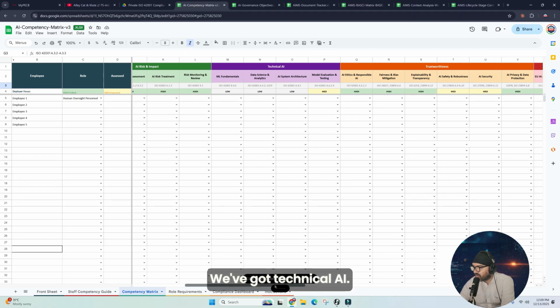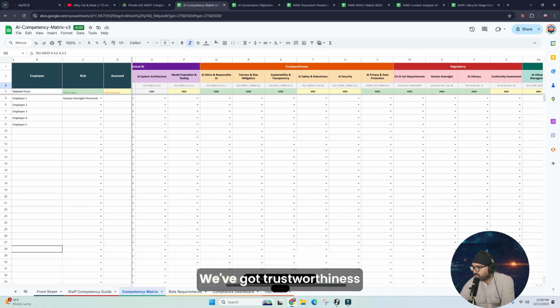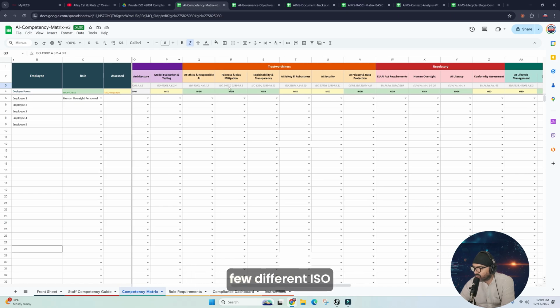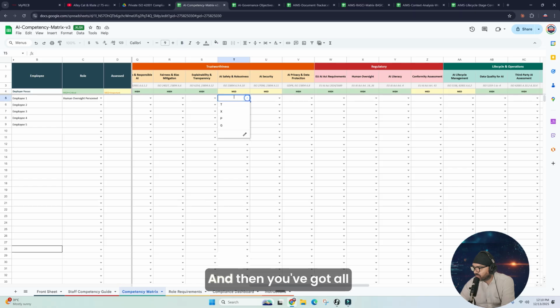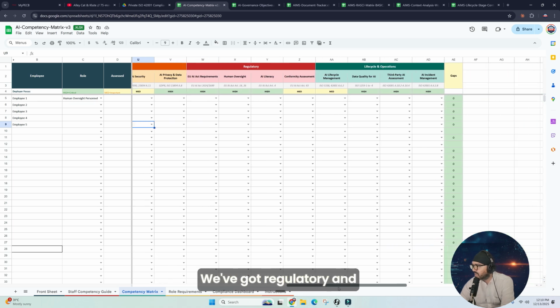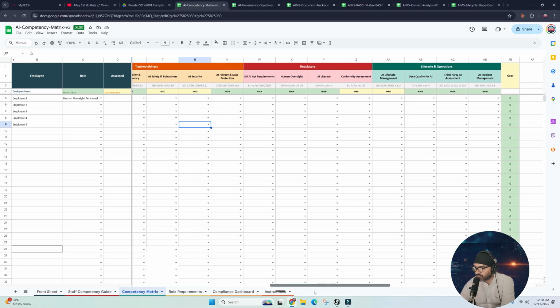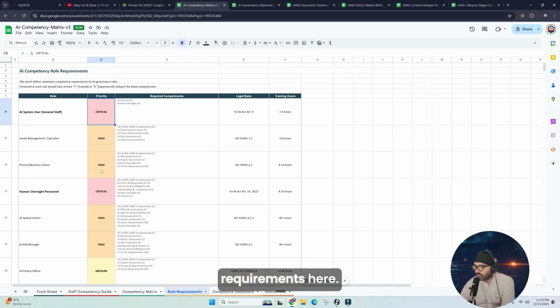We've got technical AI. We've got trustworthiness, and you can see there's a few different ISO standards it refers to: 42005, 42006, 24027, 23894, 27090. It's got a risk sort of score there. Change that as you see fit. And then you've got all this TXPG. We'll get to that in a minute. We've got regulatory, and then life cycle and operations. We've got role requirements here. So again, the TX and stuff stands for trained or experienced.